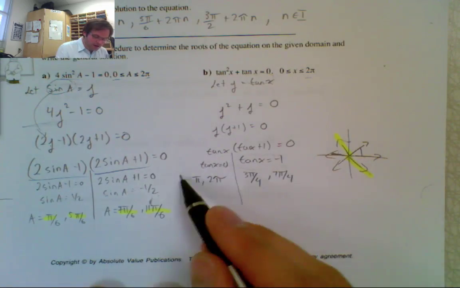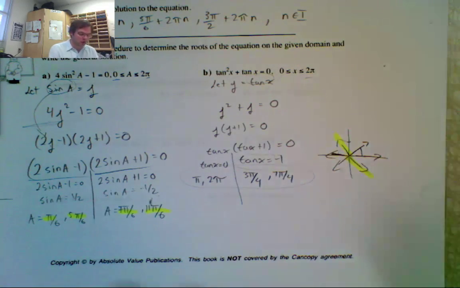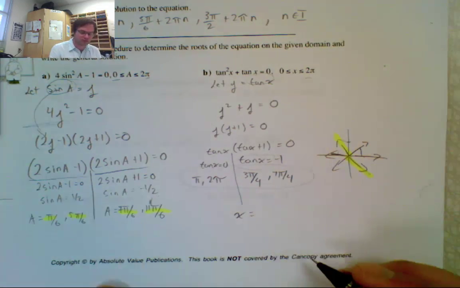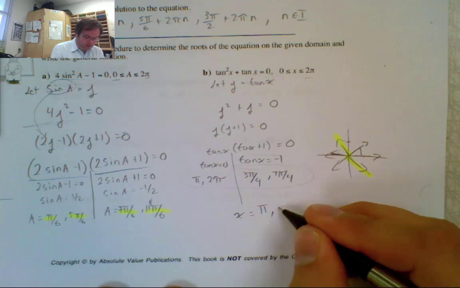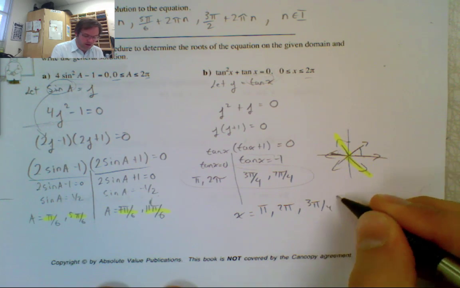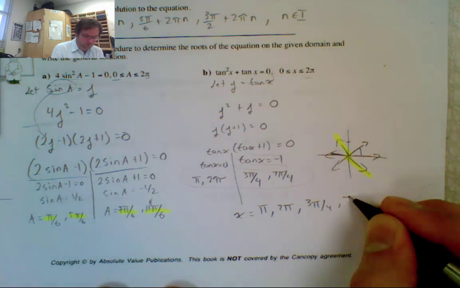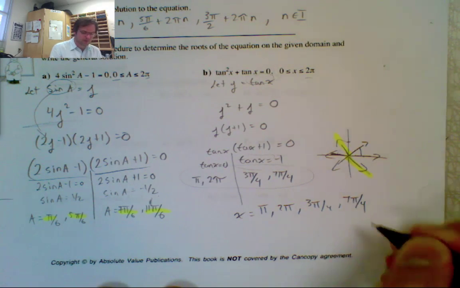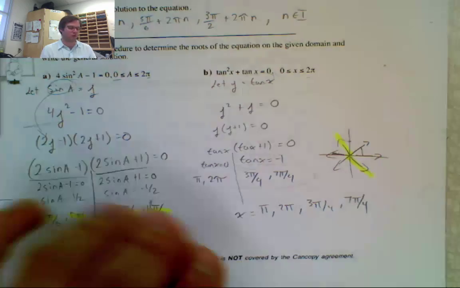So right here, these are all of my answers. So we know that x is equal to pi, 2 pi, 3 pi over 4, and 7 pi over 4. So those are all of my answers for x.